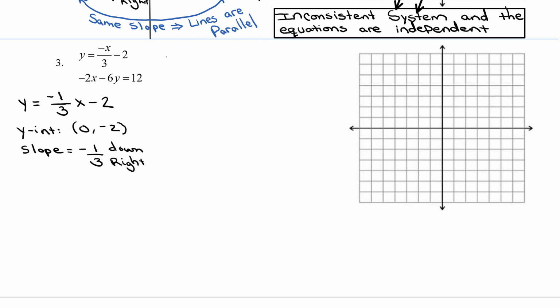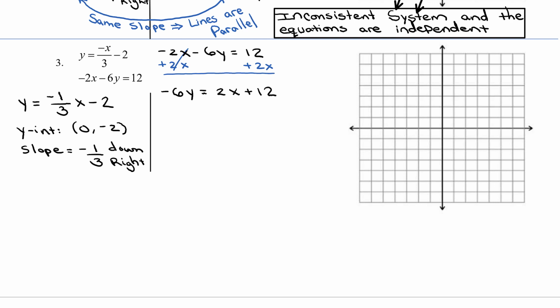Okay, now we're ready to rewrite the second equation, -2x minus 6y equals 12, in slope-intercept form. So we're going to add 2x to both sides of the equation. The -2x and the +2x will add up to 0, and we have -6y equals 2x plus 12. We're going to divide both sides by -6. The -6's will divide out on the left, and we're left with y equals -1/3 x minus 2.